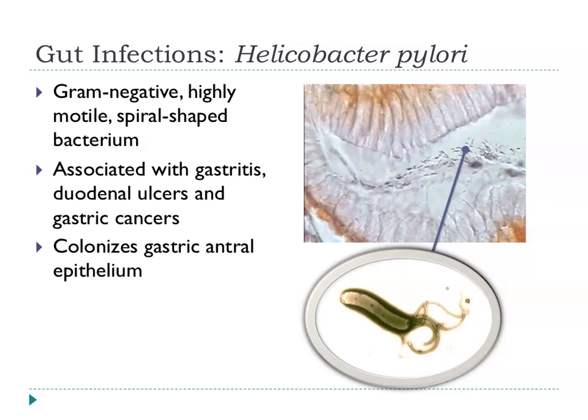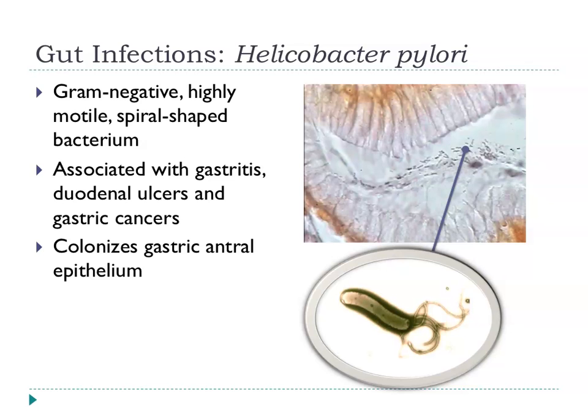Right, let's now move to the gut and talk about this organism, Helicobacter pylori. So this is a gram-negative bacterium. It's highly motile, it's spiral-shaped, and it zigzags around, swimming around with these flagella that you can see here at one end of the bacterium in the electron micrograph. It causes inflammation of the gastric mucosa, gastritis. It's also associated with duodenal ulcers and gastric cancers as well.